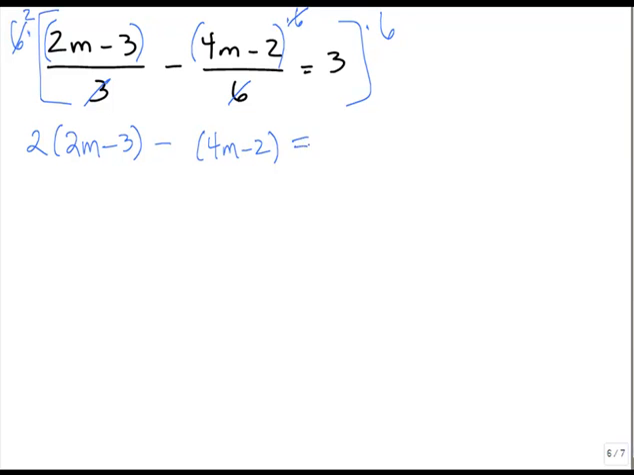Now don't forget to multiply by the 6 on the right side as well. This time nothing cancels out because we don't have a fraction and we don't have a denominator. So 3 times 6 would be 18. Now we have no more fractions, but we do have parentheses, so we want to clear out our parentheses by distributing. So 2 times 2m is 4m.